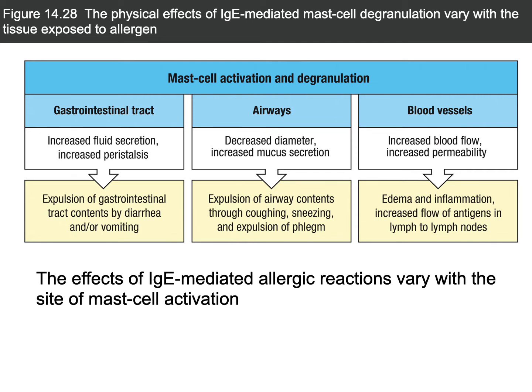With blood vessels, if it's either in the bloodstream or if it's been absorbed through the skin and gets into the blood vessels, we can have increased blood flow, increased permeability. So we'll get things like edema, that's swelling and inflammation. And the purpose of this is to increase the flow of antigens to the lymph in the lymph nodes. So an individual might also notice that their lymph nodes get swollen because there's more material in there, and also you're activating additional immune cells.